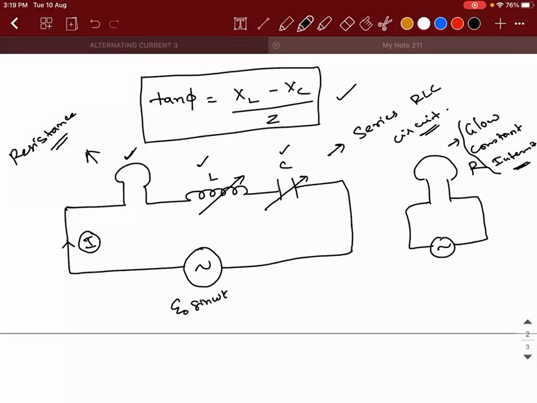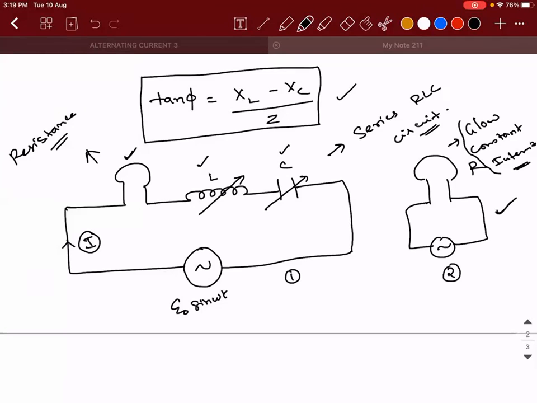So what is the difference between the first scenario and the second scenario? In the first scenario, which I explained, the bulb is directly connected to the EMF source, so it is glowing with a constant intensity. Whereas in the second case, what is the possibility you have in your hand to do? What changes can you bring in?